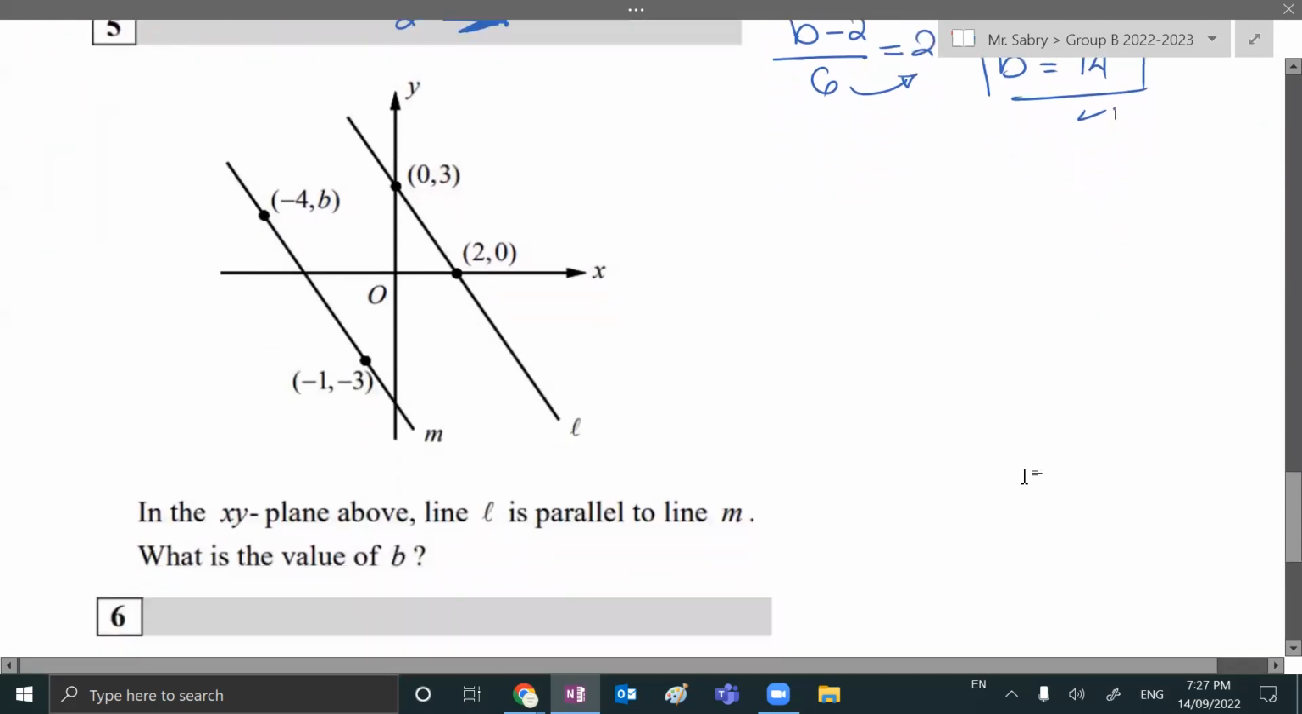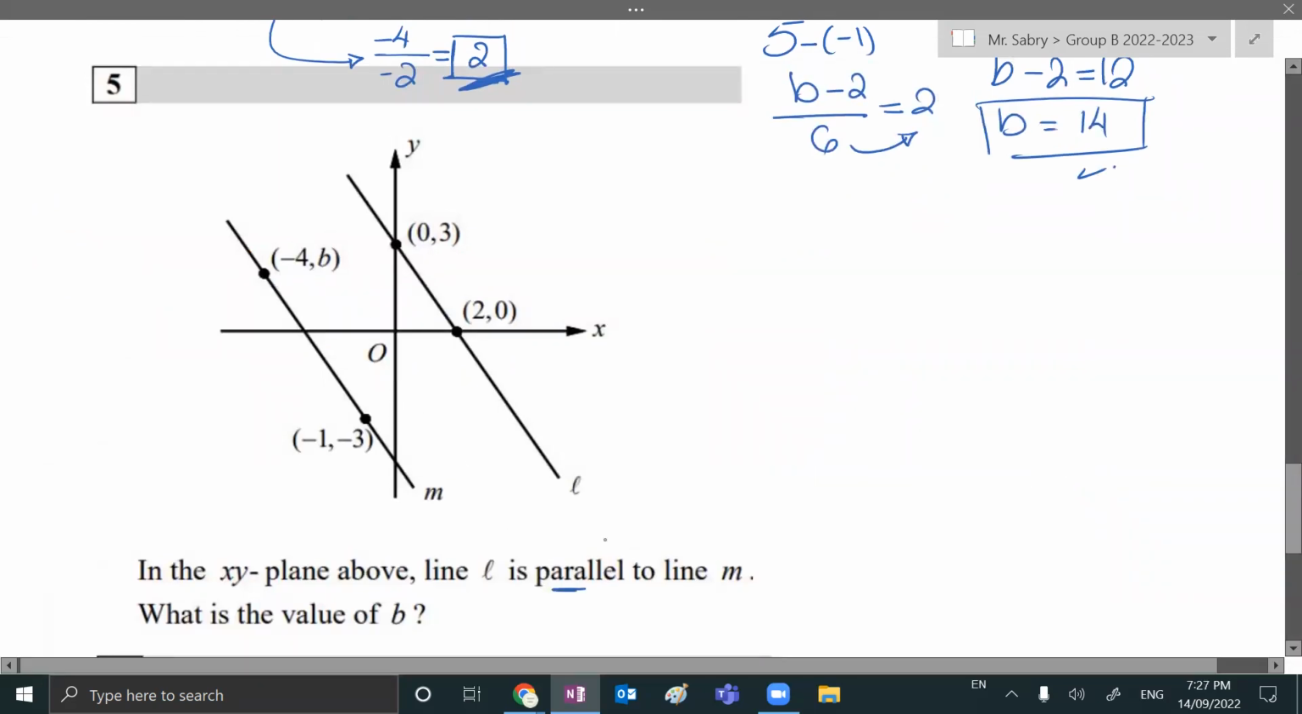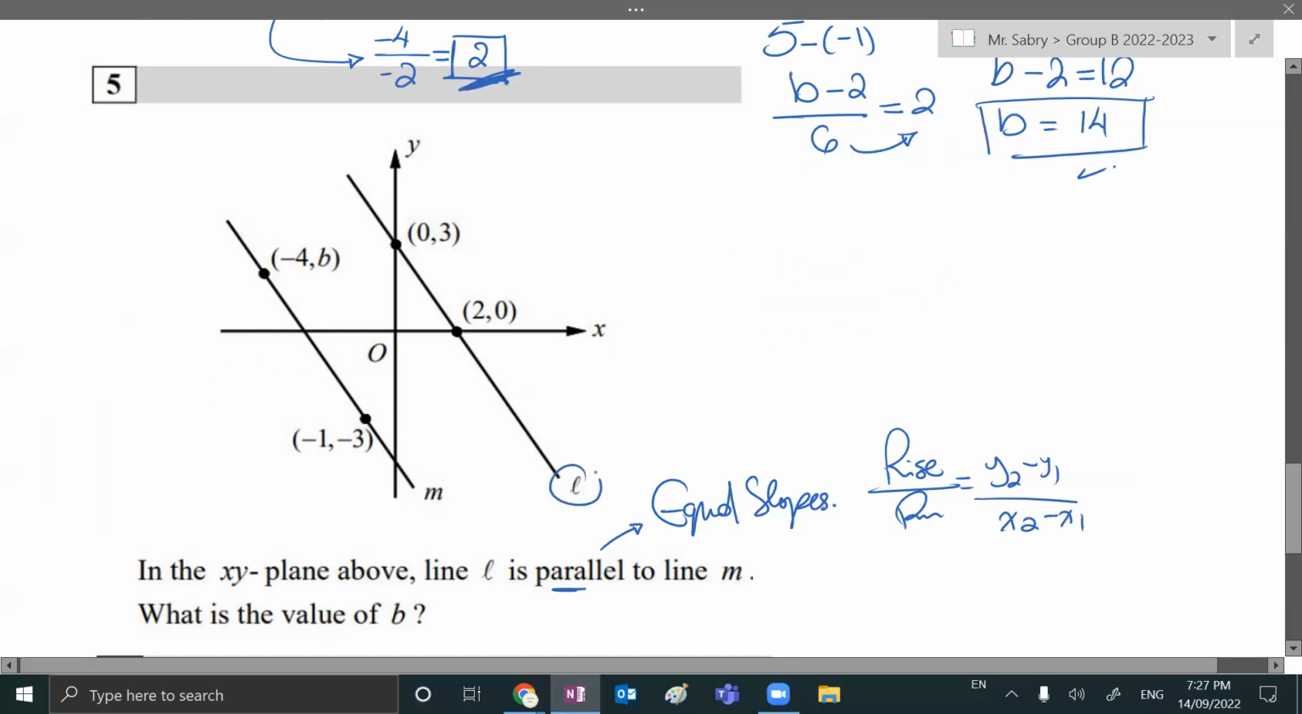Okay. Moving ahead to number 5. These are 2 lines clearly parallel, and since they're parallel, again, I'm thinking about slopes, equal slopes. And since I have a graph, what do I know about slopes and graphs? I know rise over run, which is mainly y2 minus y1 over x2 minus x1. So I'll do that to the line that has all its points in it. This line L, I'll calculate its slope and I'll say (0 minus 3) over (2 minus 0). That's the slope of L.